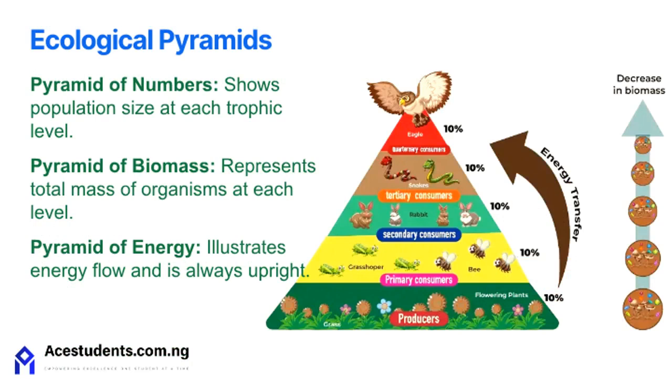Ecological pyramids visually represent trophic relationships. The pyramid of numbers displays population sizes. The pyramid of biomass shows total organism mass at each level. The pyramid of energy always remains upright, reflecting energy loss at each level.